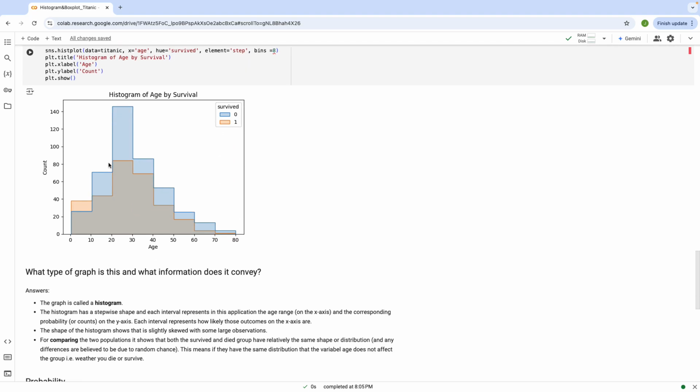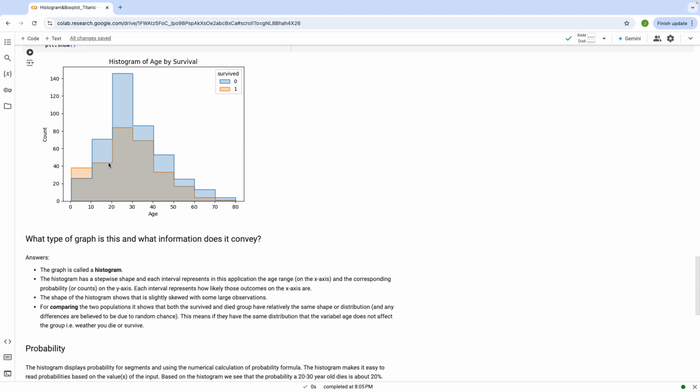We can see that there isn't very much difference as well with a histogram. The blue represents the died, the yellowish one represents the survived, and we see a very similar shape to the histogram. Because they're basically overlaid and have very similar shapes, that tells us there doesn't appear to be a difference in who survives versus who died based on age.